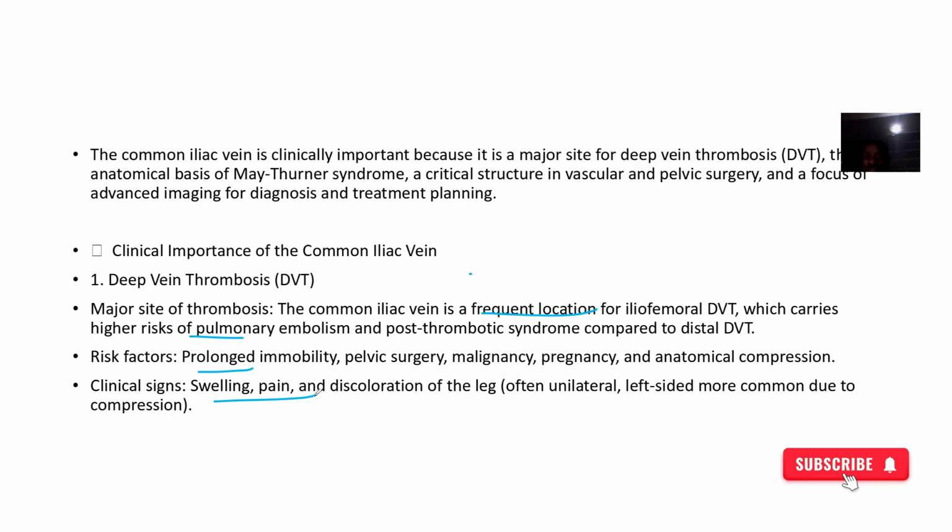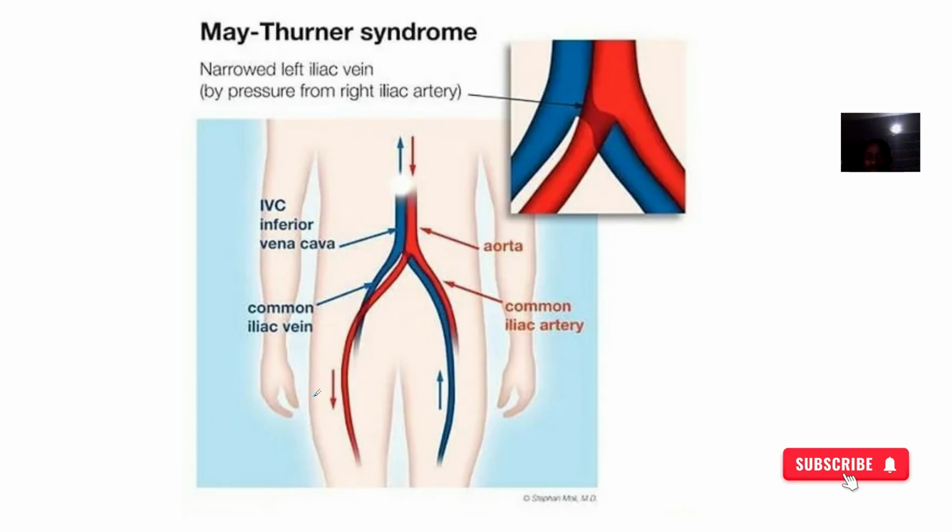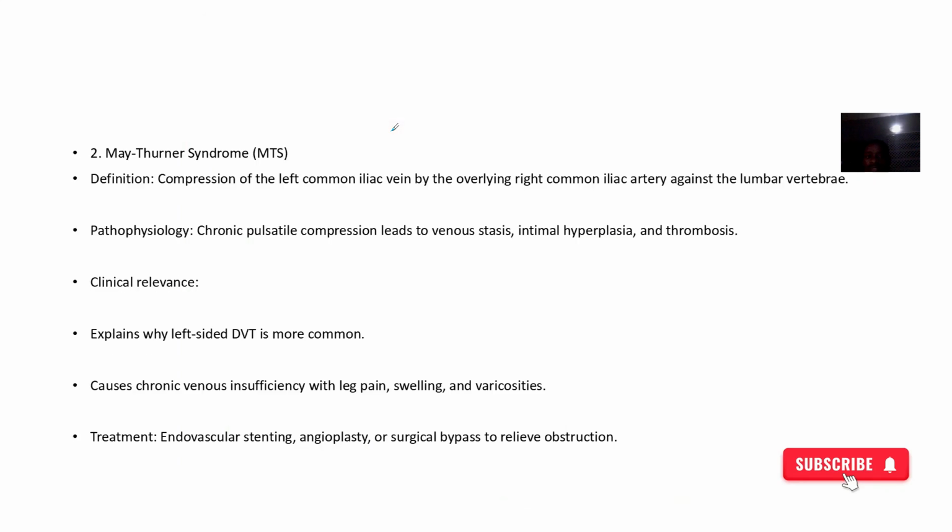Then how about May-Thurner syndrome? This is May-Thurner syndrome. May-Thurner syndrome has to do with narrowing of the left iliac vein, usually by pressure from the right iliac artery. So let's look at it. It's just a compression of the left iliac vein because of the iliac artery.